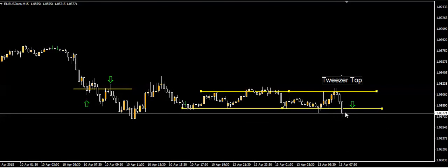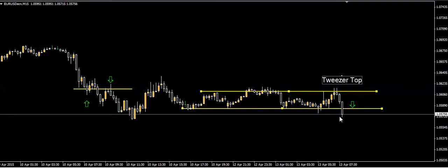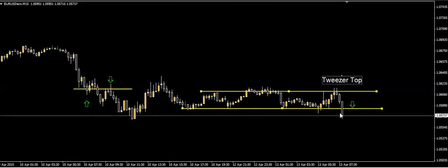Later today, I will do a continuous video on this pair and see what happens later on as the market progresses. But right now, I'm expecting the market to continue falling. And will I be trading it? No, as I said, I won't be trading it.